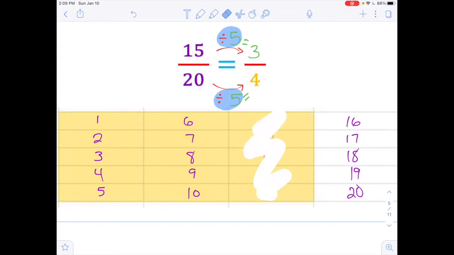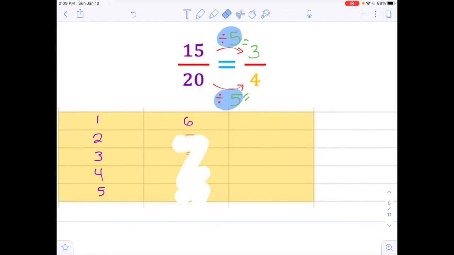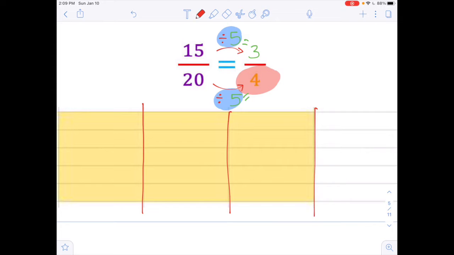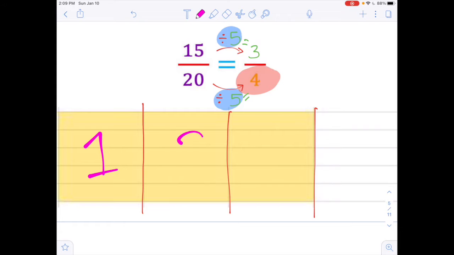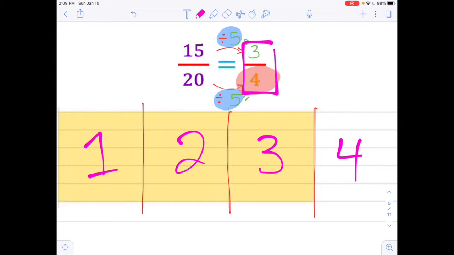I'm going to erase the numbers now and say instead of having 20 parts, which was our denominator, I want to end up with 4 parts. And if I want to end up with 4 parts, then I'm going to trace these up and down lines here. And now you can see there are 1, 2, 3, 4 parts, and 3 out of the 4 are colored in. That is that fraction right there. 3 out of 4 are colored in.